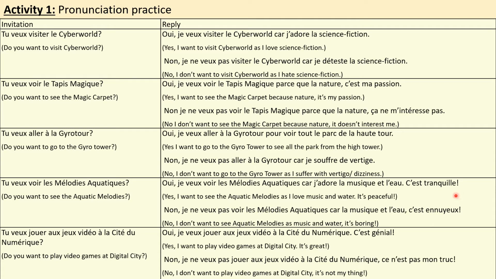And note here, because you've got the L sound before an E, we pronounce it. Okay, écoutez et répétez tranquille. And again, tranquille. So we pronounce the L. Good. Non, je ne veux pas voir les mélodies aquatiques, car la musique et l'eau, c'est ennuyeux. Your turn.